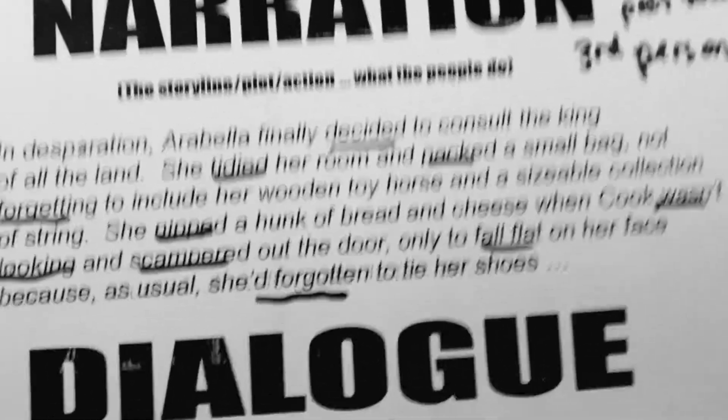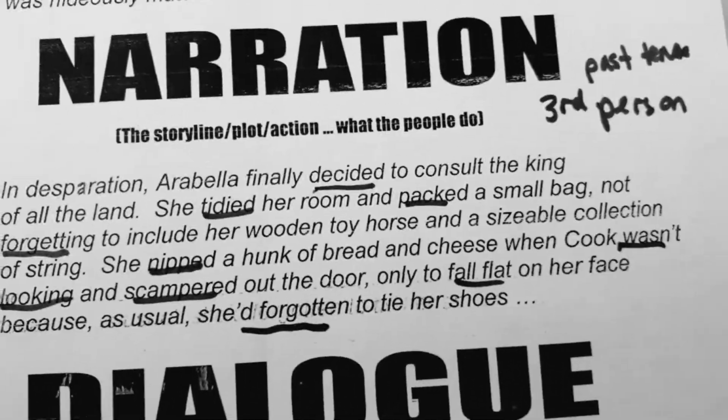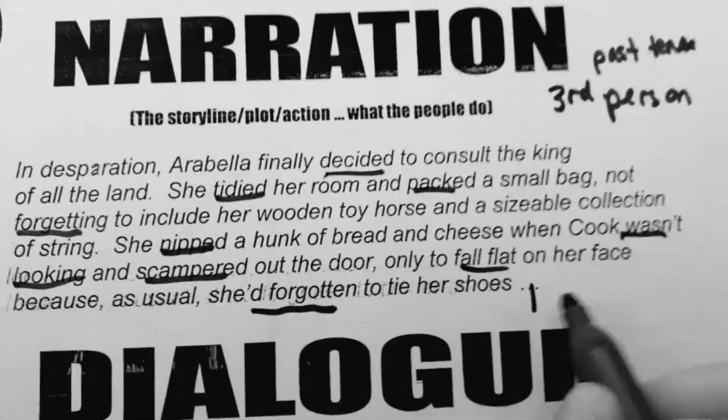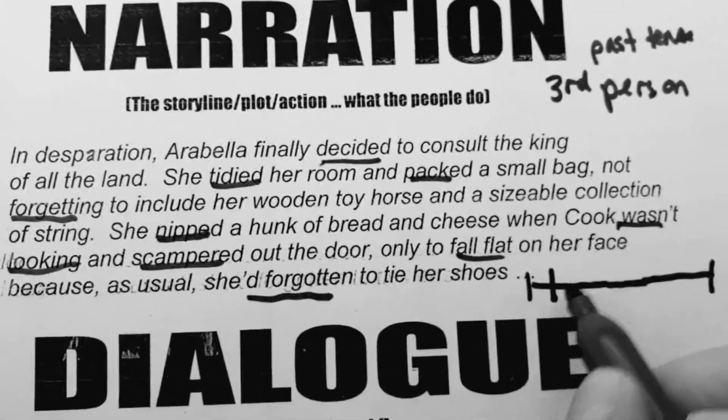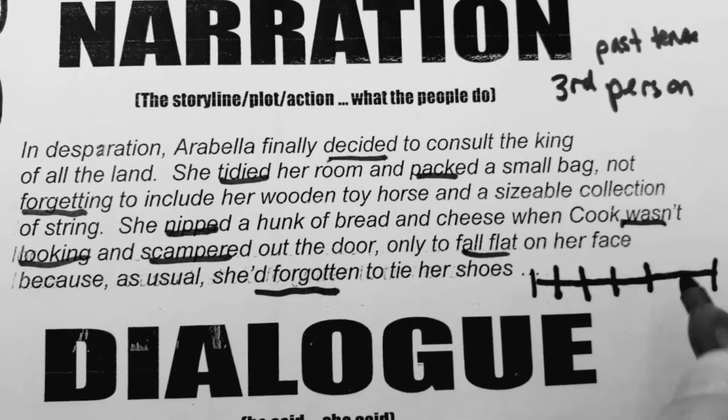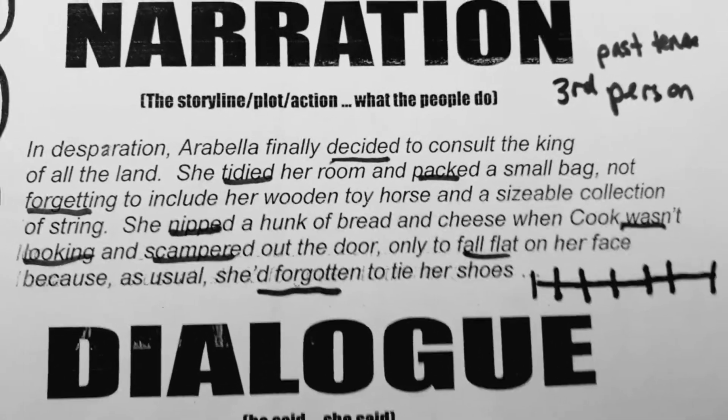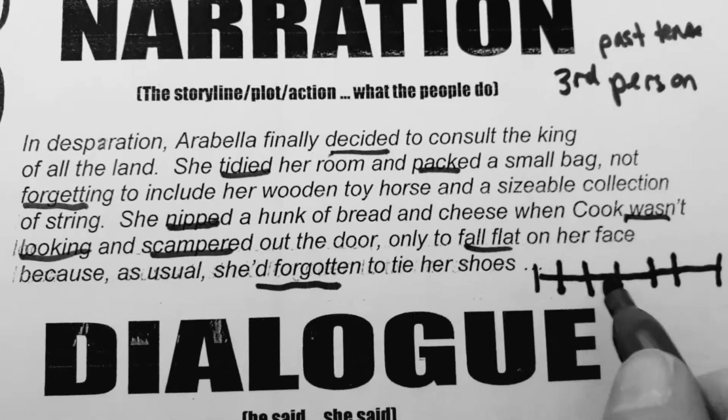Oops, silly girl. Okay, all of those past tense verbs act as if it were on a timeline. First this happened, then this happened, then this happened, and finally that happened. Okay? And again, normally past tense verbs.